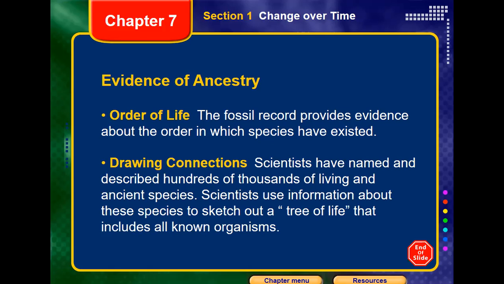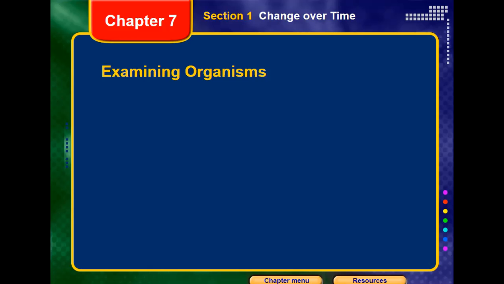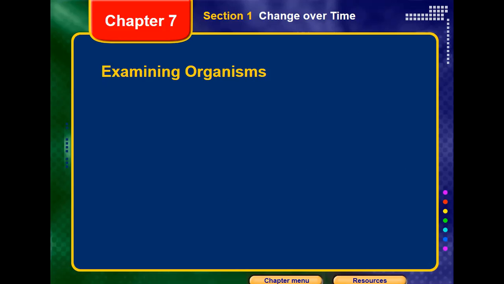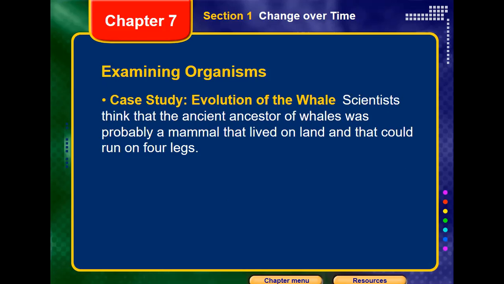So they make a tree of life which represents the sequence of gradation, or which one is more similar to the next, and so on. Okay, so here let's take a case study: the evolution of a whale, how the whale evolved.